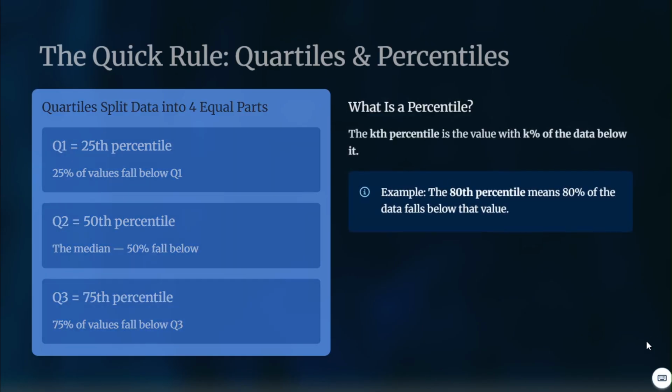Now, what is a percentile, you may ask? The kth percentile is the value with k% of the data below it. For instance, the 80th percentile means 80% of the data falls below that value.